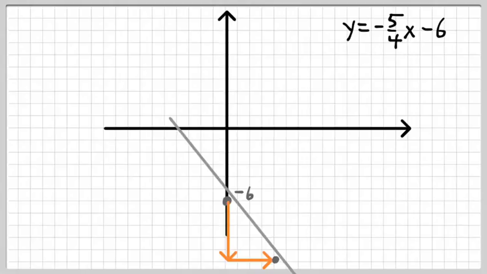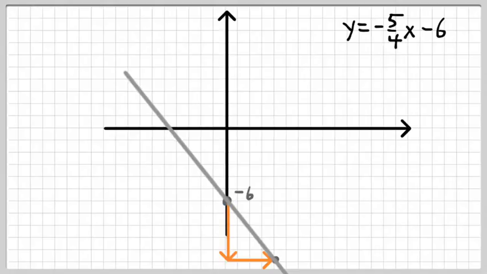Again, I'm trying to make this as accurate as possible so that our graph is super meaningful at the end of the day. There we go. So there's our original line, y equals negative 5 fourths x minus 6. The line which you said was parallel to it and which passed through the point negative 4, 3 was y equals negative 5 fourths x minus 2.